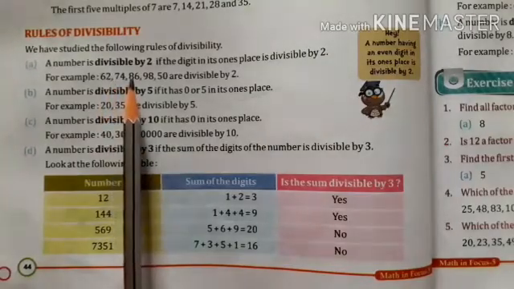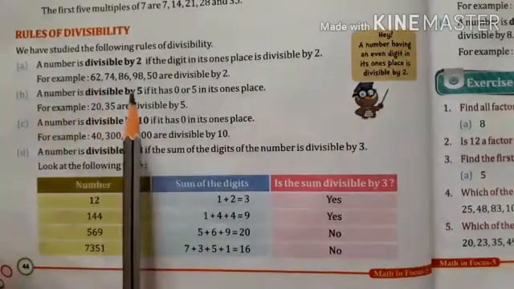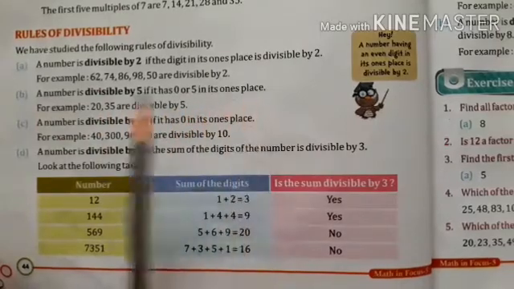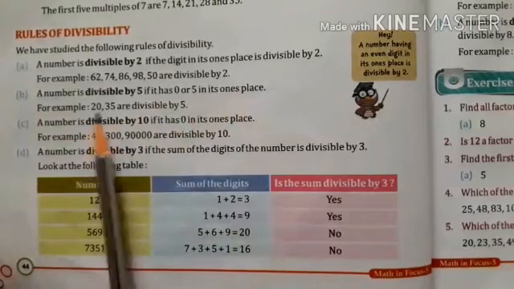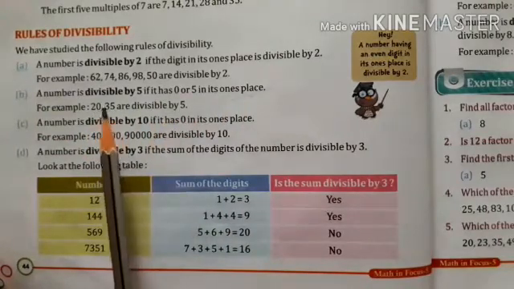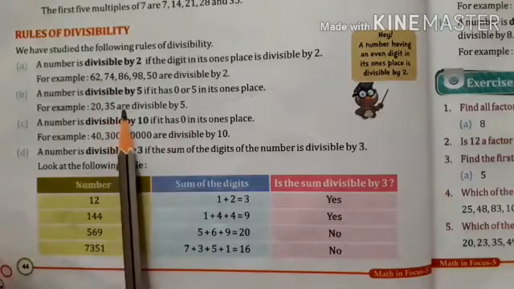A number is divisible by 5 if it has 0 or 5 in its ones place. Look at the examples. 20, 35 are divisible by 5. So jibur number or ones or place ot 0 aru 5 thake, the numbers are divisible by 5, okay?